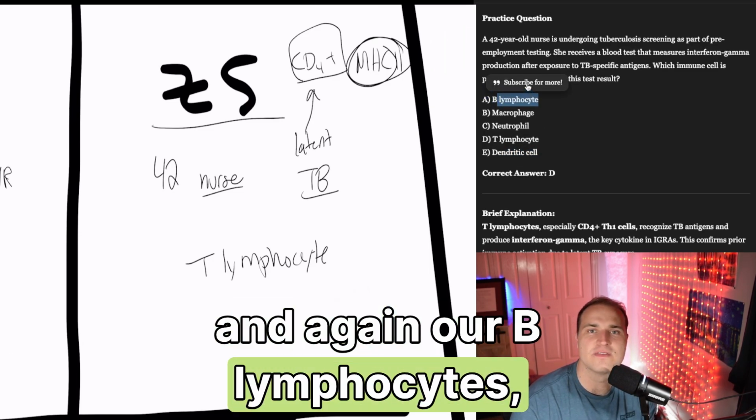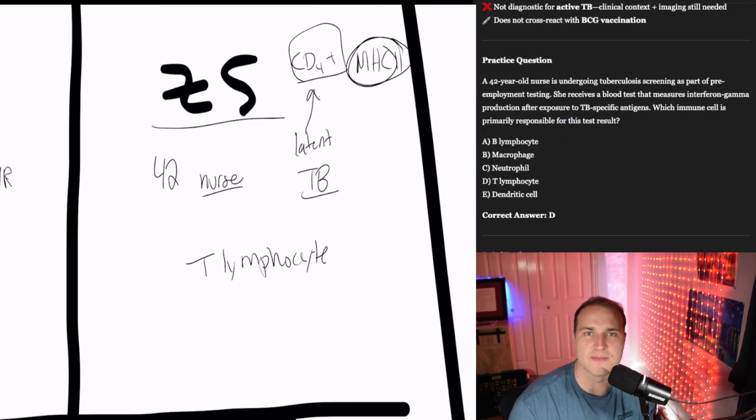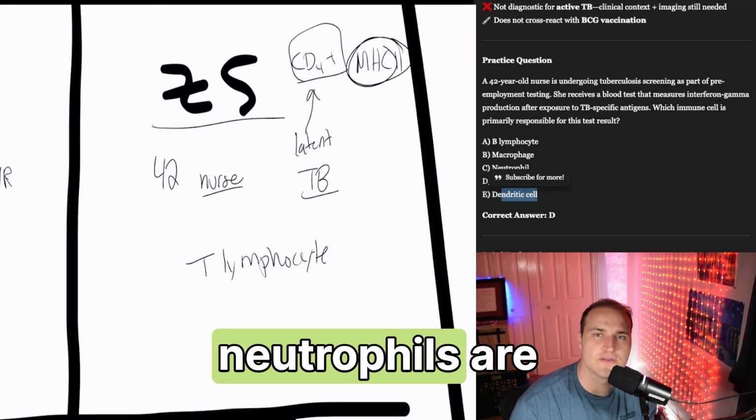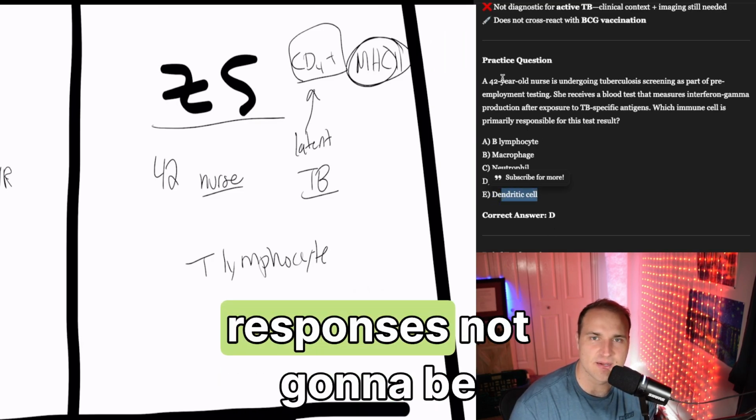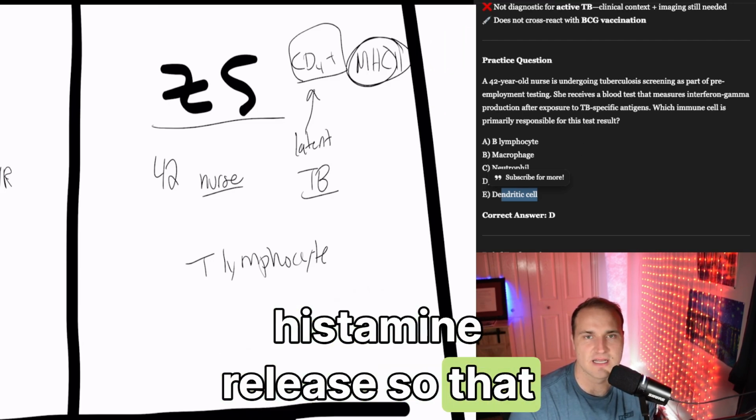And again, our B lymphocytes are antibody producers. They're not involved in interferon gamma stuff. Dendritic cells present antigen, but they do not secrete interferon gamma. Neutrophils are phagocytic, with rapid responses, not specific to the memory of the TB. And mast cells are involved in histamine release, so that wouldn't be the answer either.